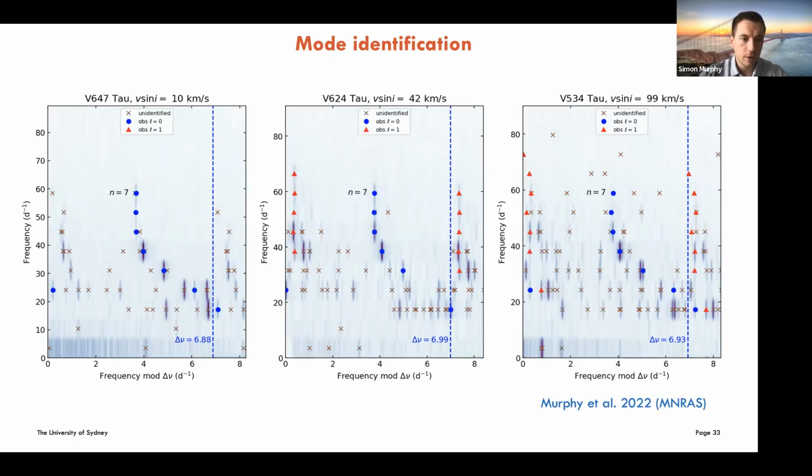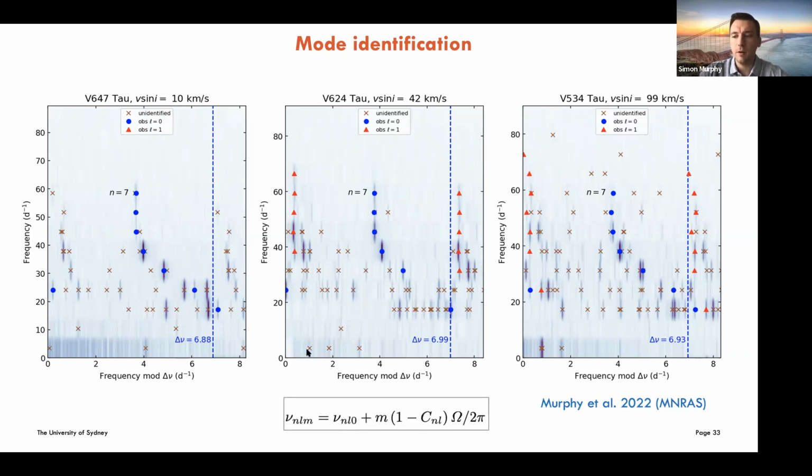So here are those mode identifications. I'm also using brown crosses to point out modes that we didn't successfully identify. But for V647 Tau, you can see we've got a pretty clear radial ridge down the center. And then for the other two stars, we've got both dipole modes and radial modes. Now, for V647 Tau, you might wonder why we don't have a dipole ridge labeled. The reason is I think that these modes are rotationally split modes.